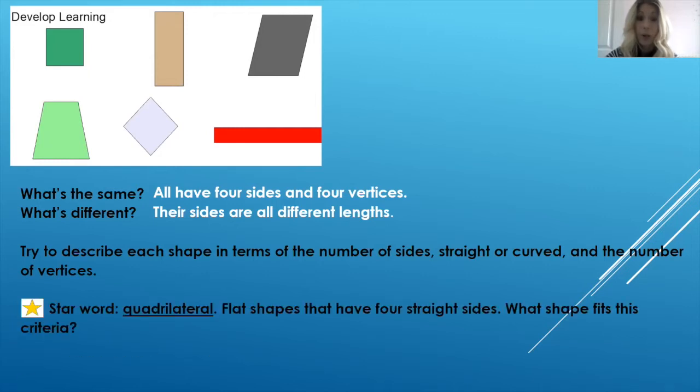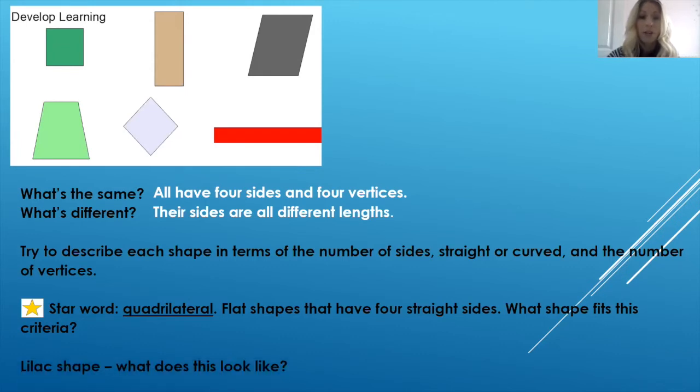Now we come on to a new star word called quadrilateral. A quadrilateral means a flat shape which has 4 straight sides. Can you think of which of these shapes fit that criteria? That's right, they all do. They are all quadrilaterals.